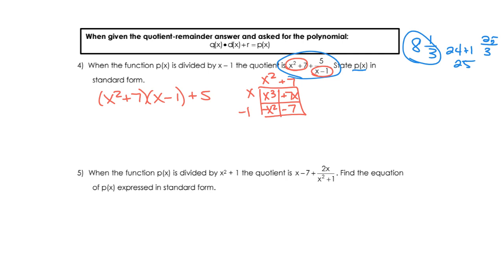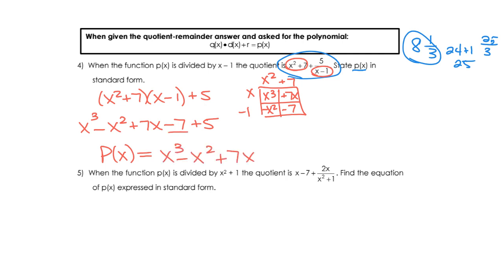Actually, I don't need parentheses anymore. So we'll just say x cubed minus x squared plus 7x minus 7, and then plus that 5 for the remainder. So we end up with p of x equaling x cubed minus x squared plus 7x. Negative 7 plus 5 is negative 2. And there is our polynomial called p of x.